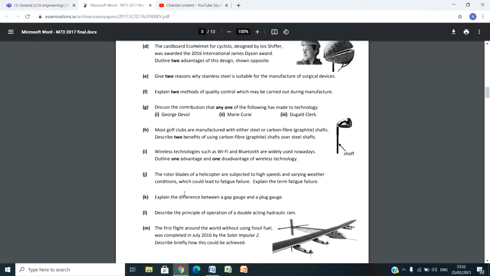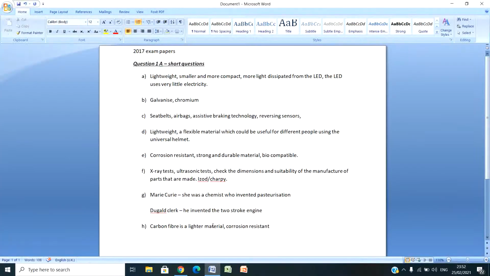And again, how many does it ask us to talk about? Two benefits. That's two. Again, if you wanted a third, you could say that maybe it's more comfortable to hold. Or let me see. Most golf clubs are manufactured with either steel or carbon fiber. Two benefits of using carbon fiber. No, we'll leave it at that. Okay, I can't, off the top of my head there, guys, think of anything else. Again, if you can, please add it in, right? So that's H.